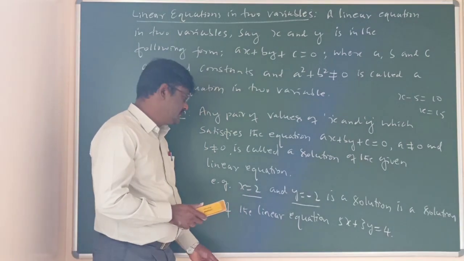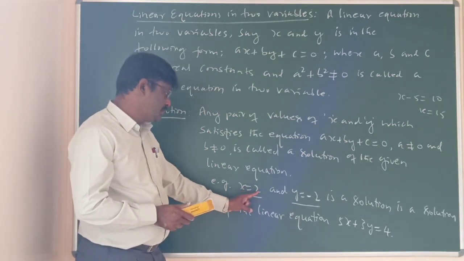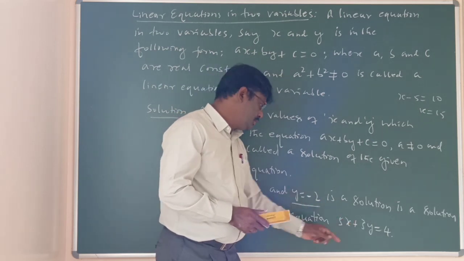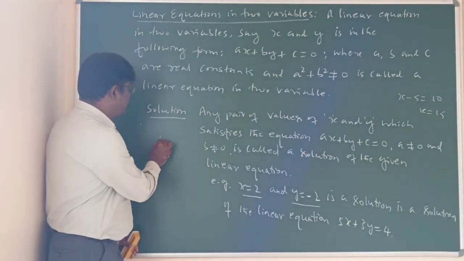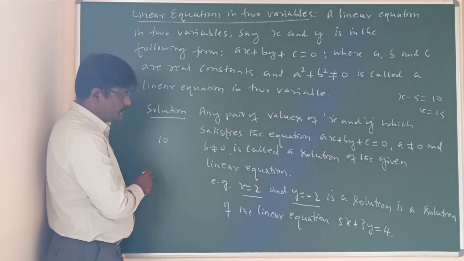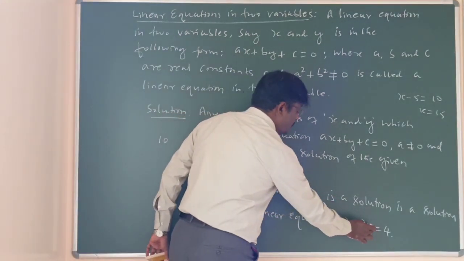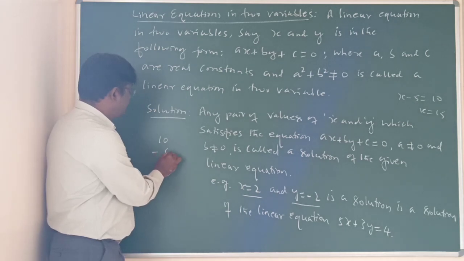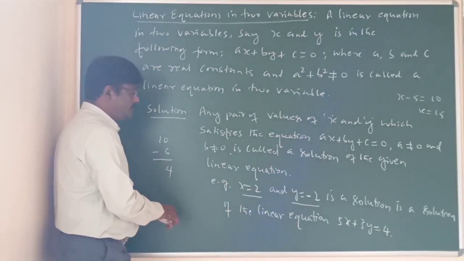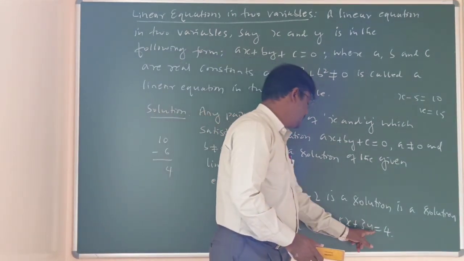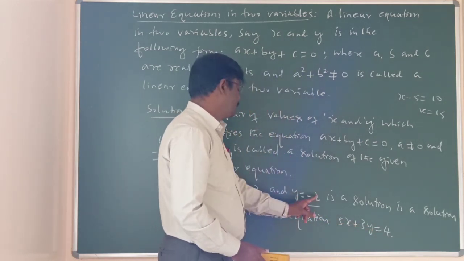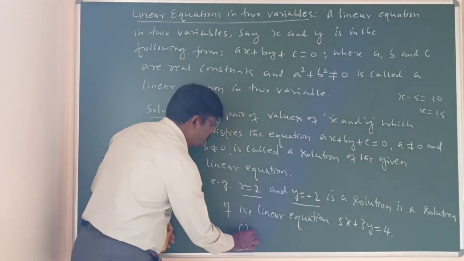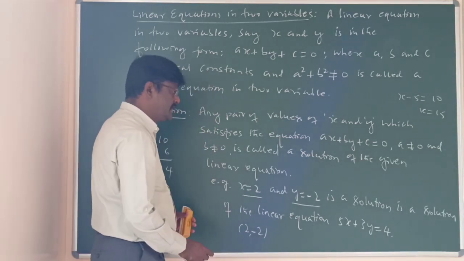Now take x equal to 2 and y equal to minus 2. 5 into 2, what children? 10. Next, 3 into y, which is minus 2, gives minus 6. So 10 minus 6 is what? 4. Thus, x equal to 2 and y equal to minus 2, this pair 2 and minus 2, is a solution.